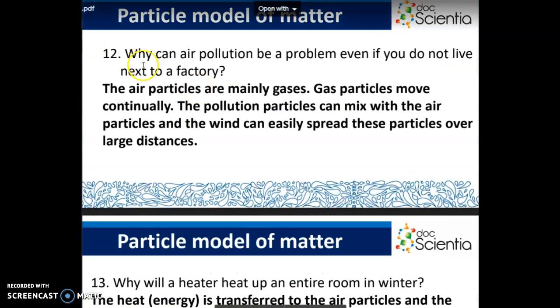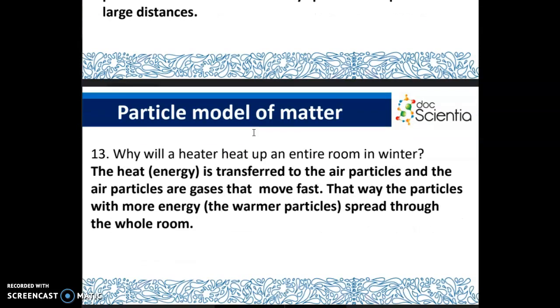Number 12. Why can air pollution be a problem even if you don't live next to a factory? So the air particles in air pollution are mainly gases, and gas particles move continuously. The pollution particles can mix with the air particles, and the wind can easily spread these particles over very large distances, so it can travel very far, even if you don't live too close.